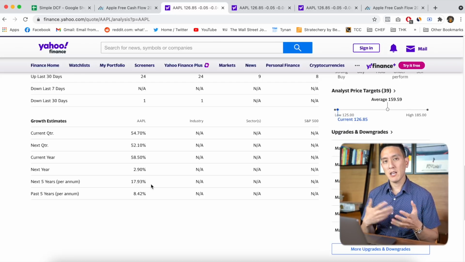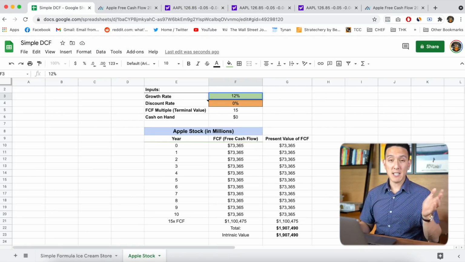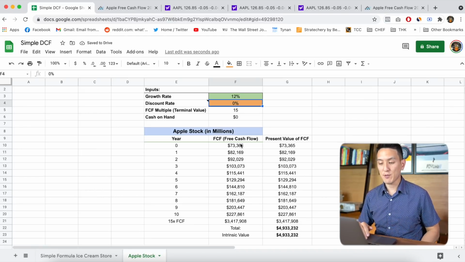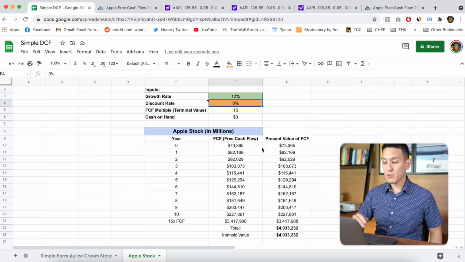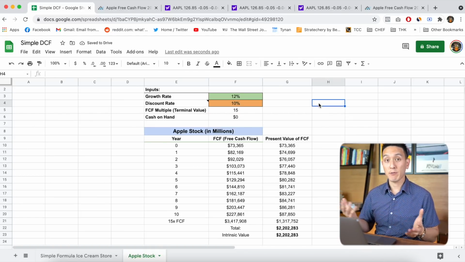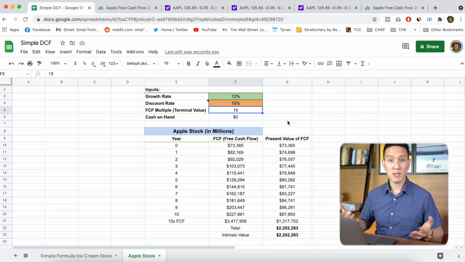Now, that's a pretty large disparity from the past 5 years. So I'm going to choose a number for the growth rate that's in between. I'm going to choose 12%. Back in my DCF model, I'm going to type in 12%, and as you can see, that changes the free cash flow numbers and also the present value of the free cash flows. But now we need to assume a discount rate, and for the discount rate, I just like to use 10% because that assumes a 10% rate of return that we want. And for the free cash flow multiple, we've chosen 15, which indicates it's a high quality business because it's Apple.